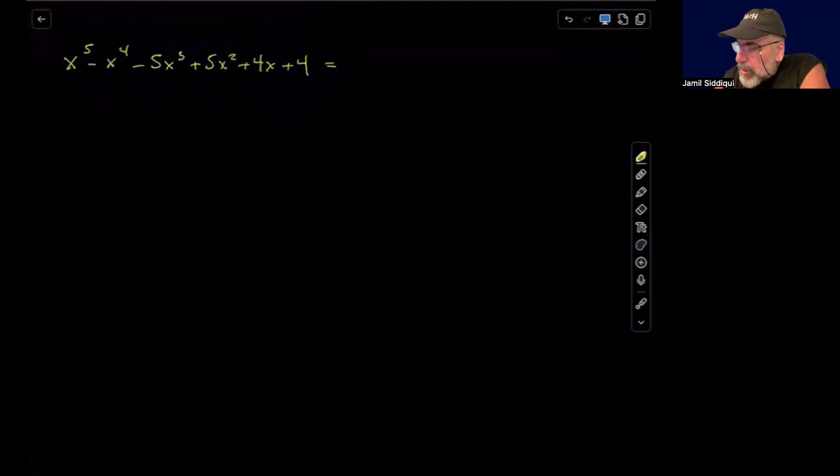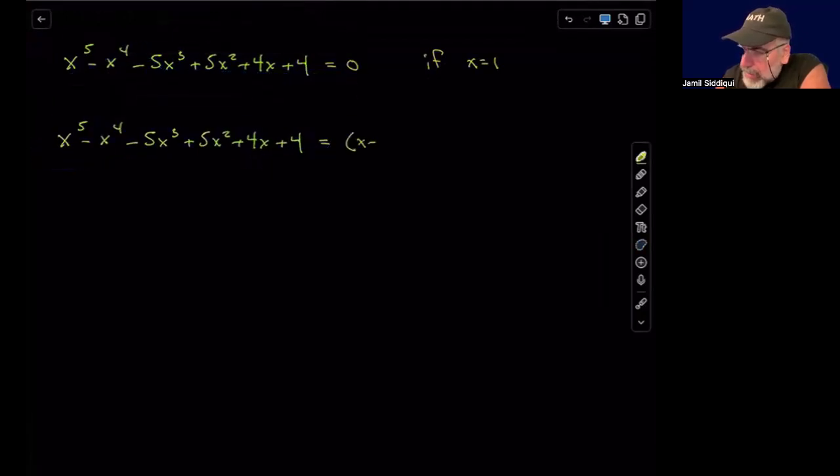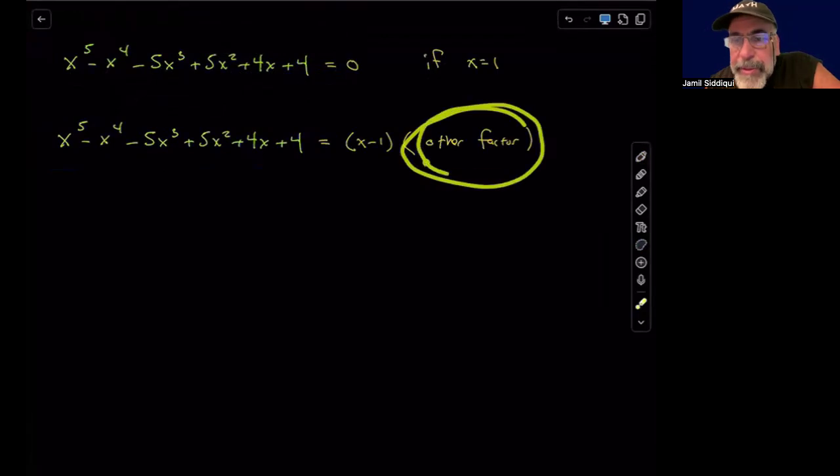For this guy, we know this is going to equal 0 if x equals 1. So we know that this whole thing can be factored, and there's going to be an x minus 1 factor there, and then there's going to be another factor. Well, our job now is to find that other factor. So how are we going to find it? Well, simple. We're going to solve an equation. What are we solving for? We're solving for the other factor.